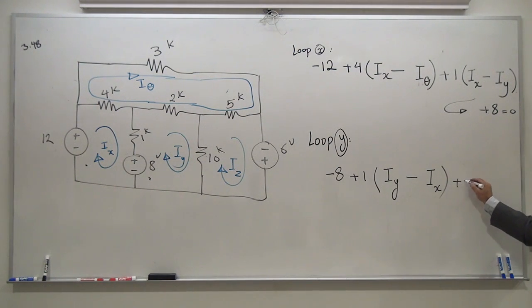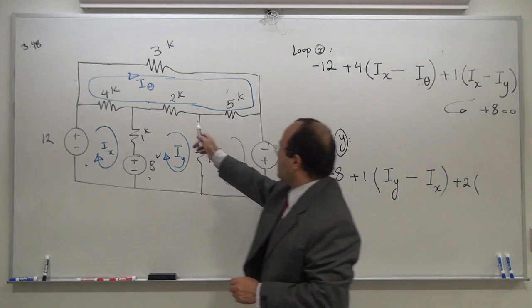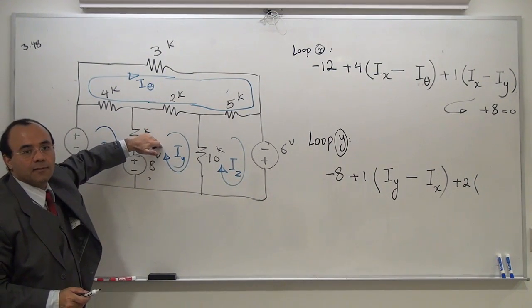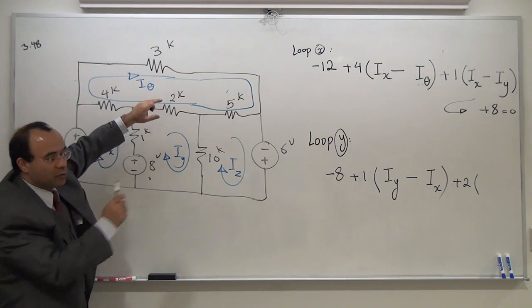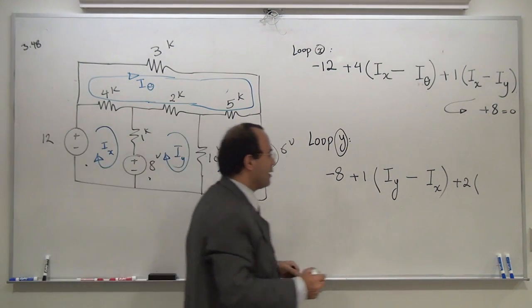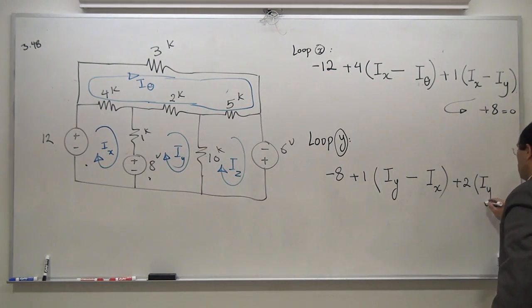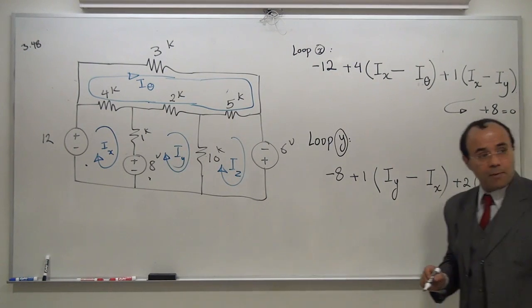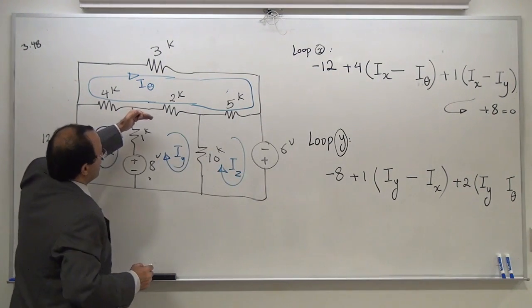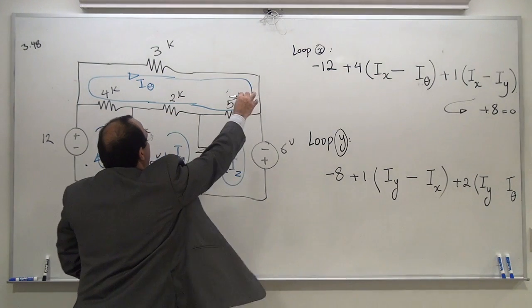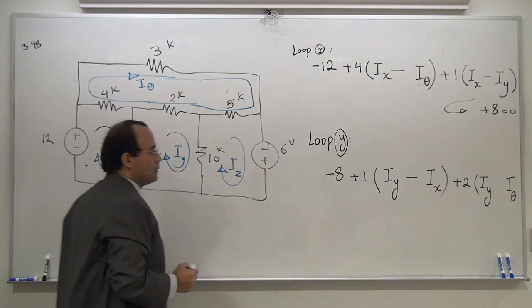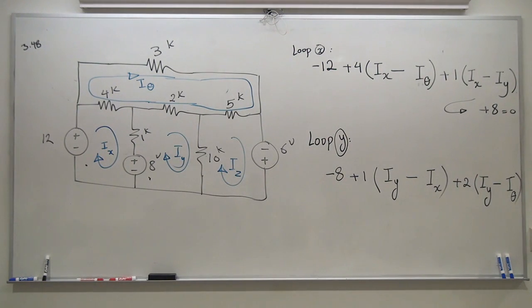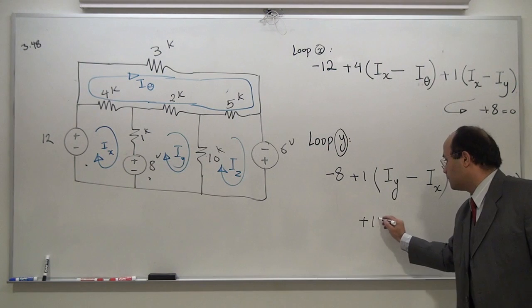Let's go to 2K. I'm talking about this component. This component is shared between this loop and this loop. Because it's shared, I need to have two currents. Iy is the leader. I theta is the follower. Are they in agreement or disagreement? Iy is going from left to right. I theta is going from right to left. So it's going to be minus. And then I'm going to have the 10.